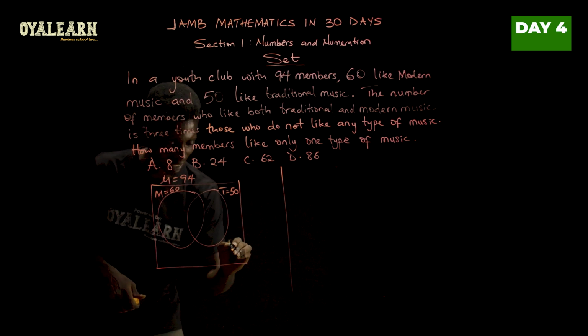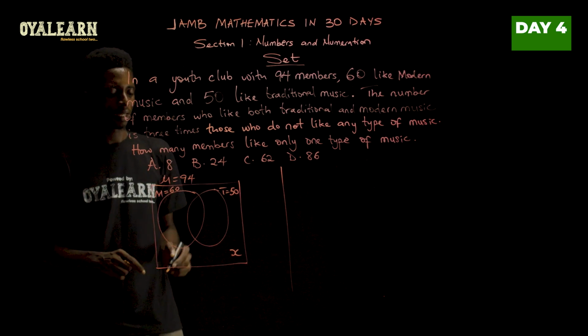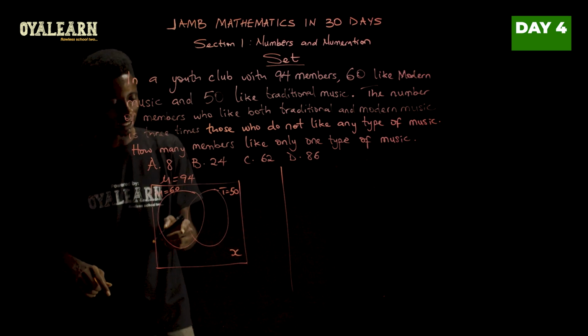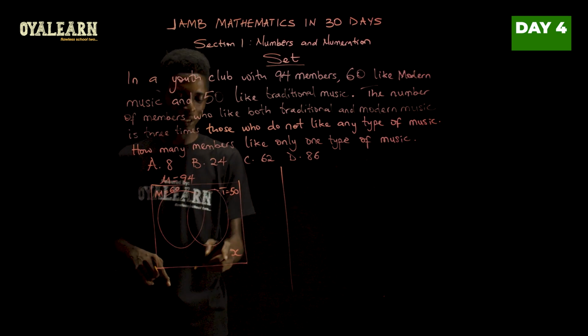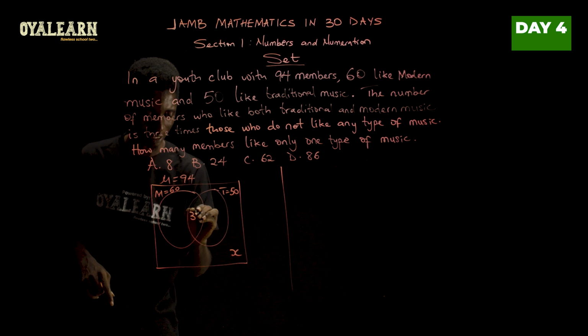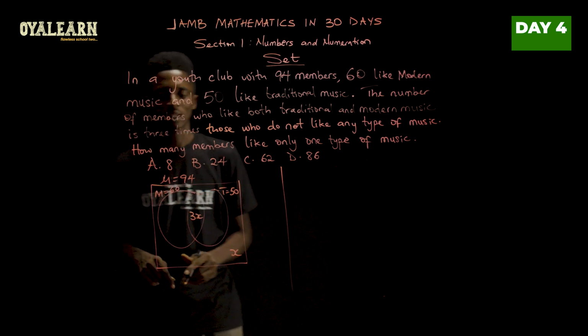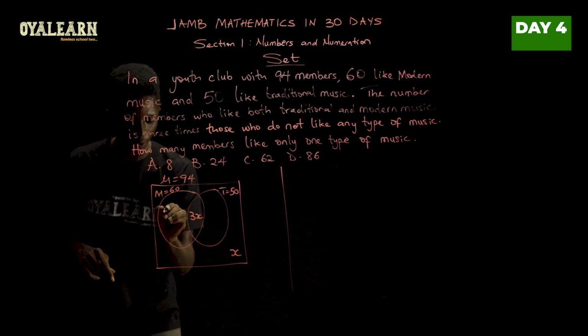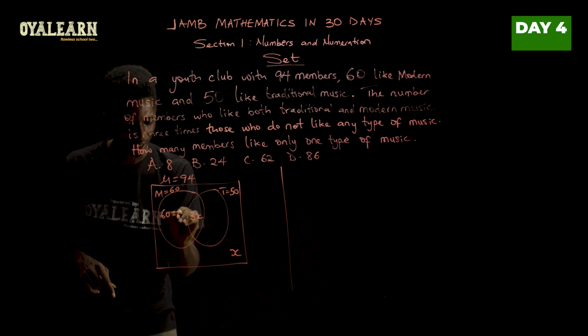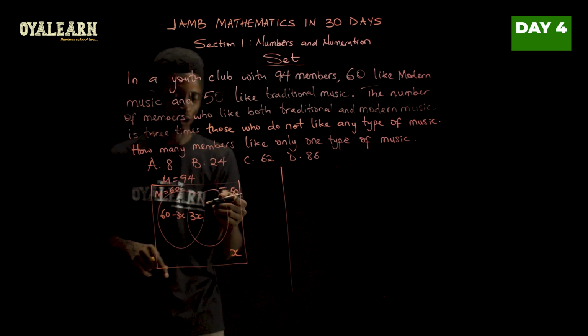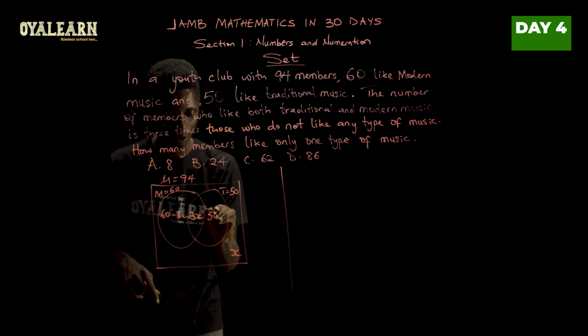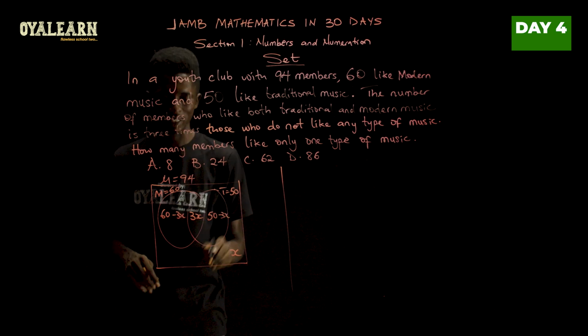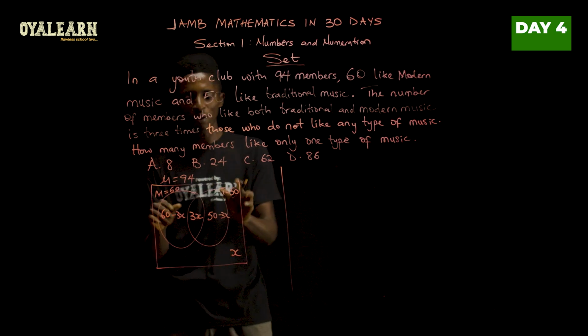So if that is x, let's put that here. Those that love both modern and traditional will be 3 times of this. So we'll call this 3x. Now, the number of those that like only modern music would therefore be 60 minus 3x. And for traditional, it will be 50 minus 3x. Now we have a complete Venn diagram.